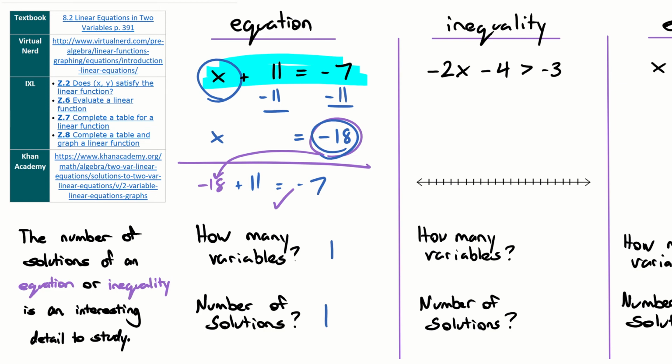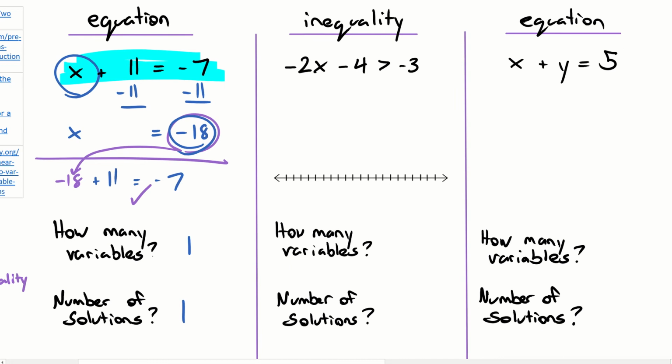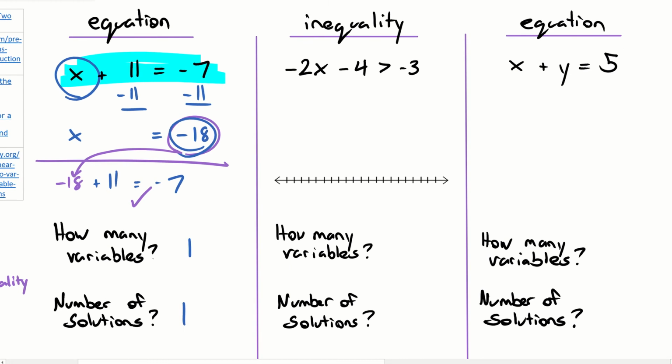Okay, well now let's examine an inequality. If we can solve an equation, we can solve an inequality. Heck, we had a whole unit about that. Well, here we have negative 2x minus 4 is greater than negative 3. Let's go ahead and solve that.